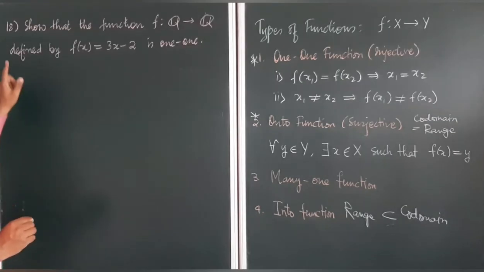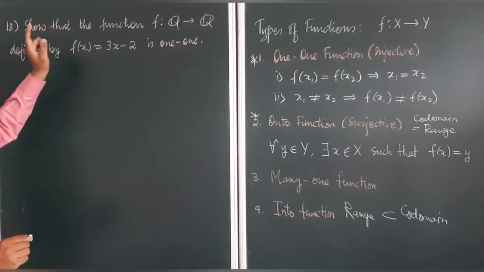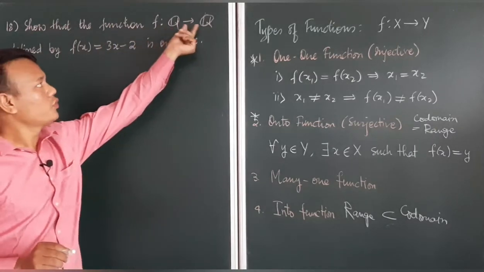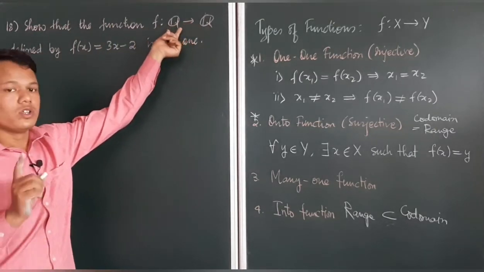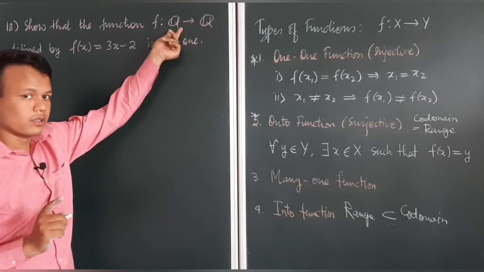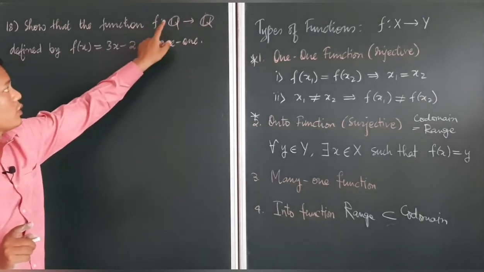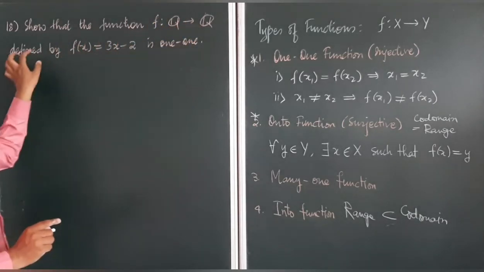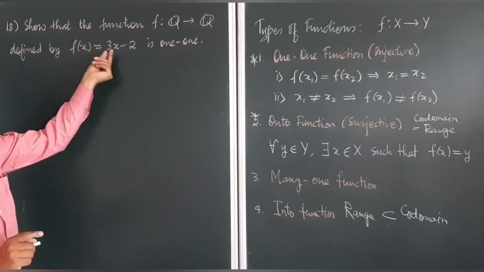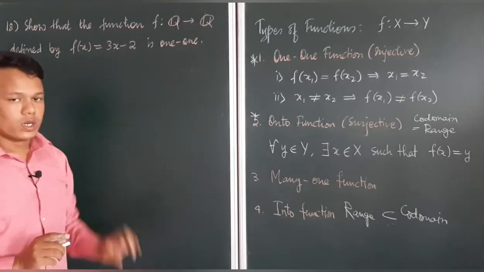Now let's take this question. Question 18 says, show that the function f from Q to Q. So what do you mean by Q? Q is the set of all rational numbers. The function from Q to Q defined by f(x) equals 3x minus 2 is 1, 1.